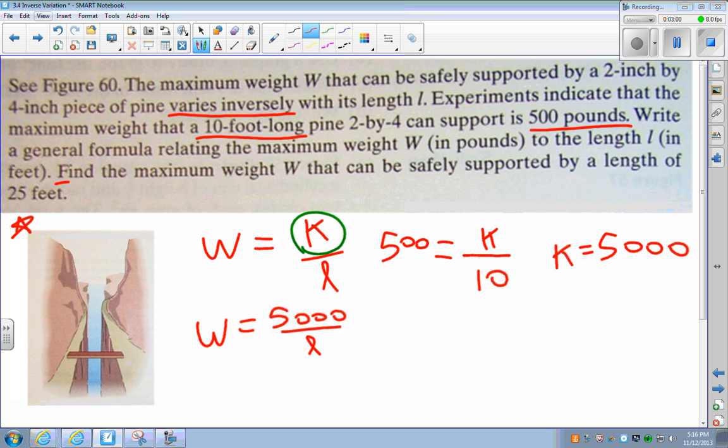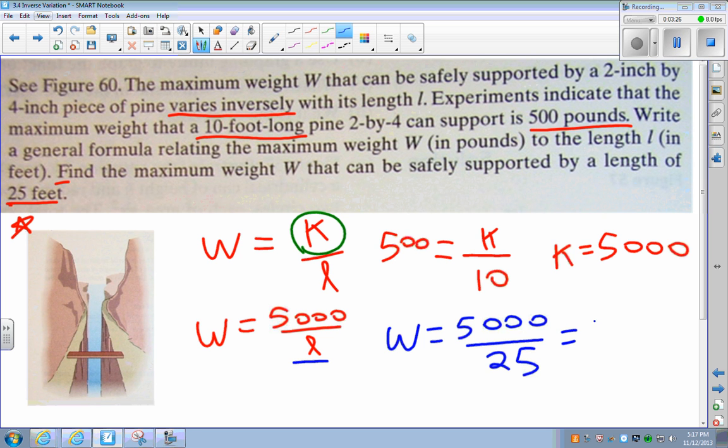So find the maximum weight W that can be safely supported by a length of 25 feet. Now to answer this question, we just put 25 feet into our L here once we solve for k. And so W is equal to 5,000 divided by 25, which is just equal to 200. Therefore, the weight that somebody can be while walking over this is 200 pounds.